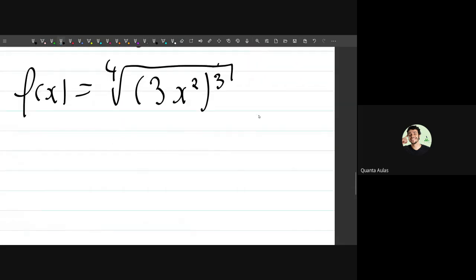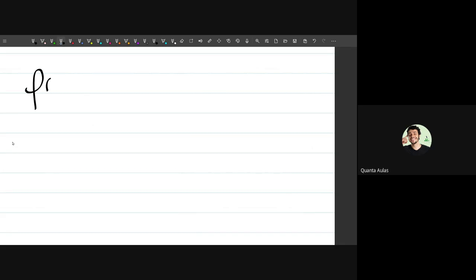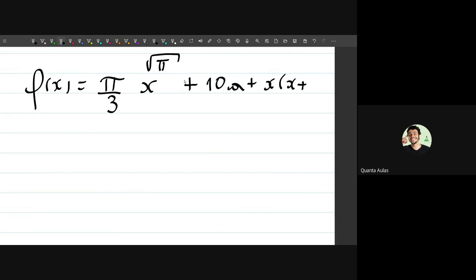For example, if you have this situation, this strange situation here, for example, you have, I don't know, pi over 3 x to the power of pi to the power of pi square root pi. Very strange number. And if you have, I don't know, 10a, another letter A. And if you have this, a lot of pi's in this math, in this count here.